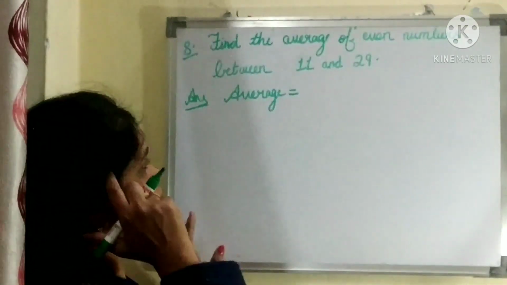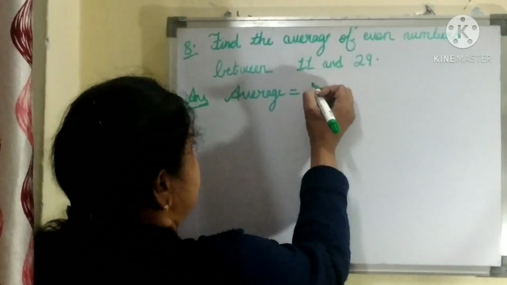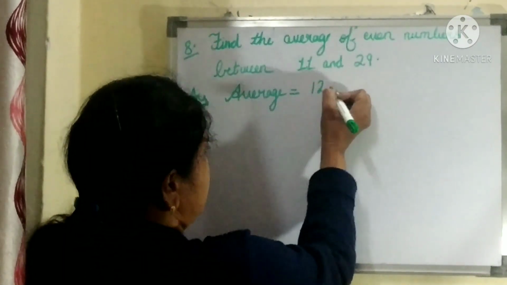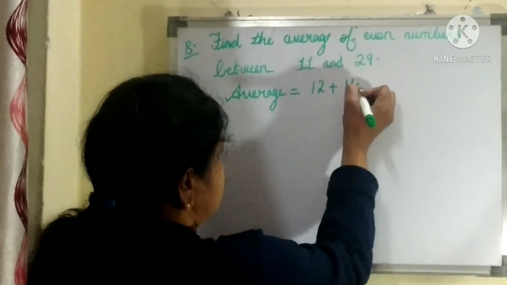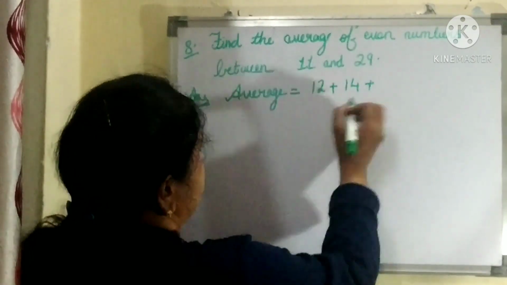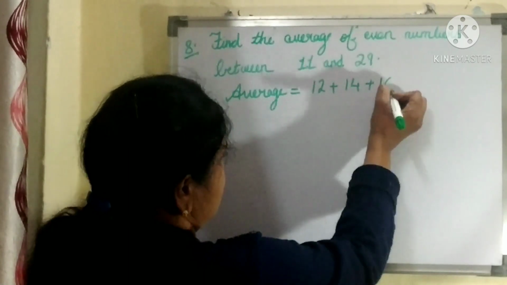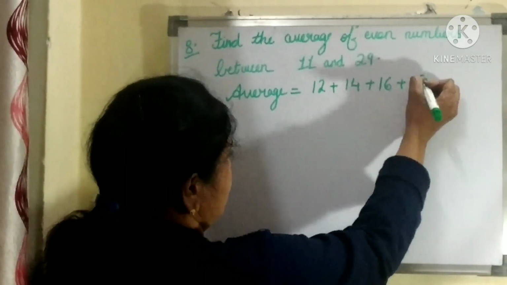So we have to find the average of the even numbers between 11 and 29. 12 is an even number. Okay. Then 14 is an even number. Then 16 is an even number. Then 18 is an even number.